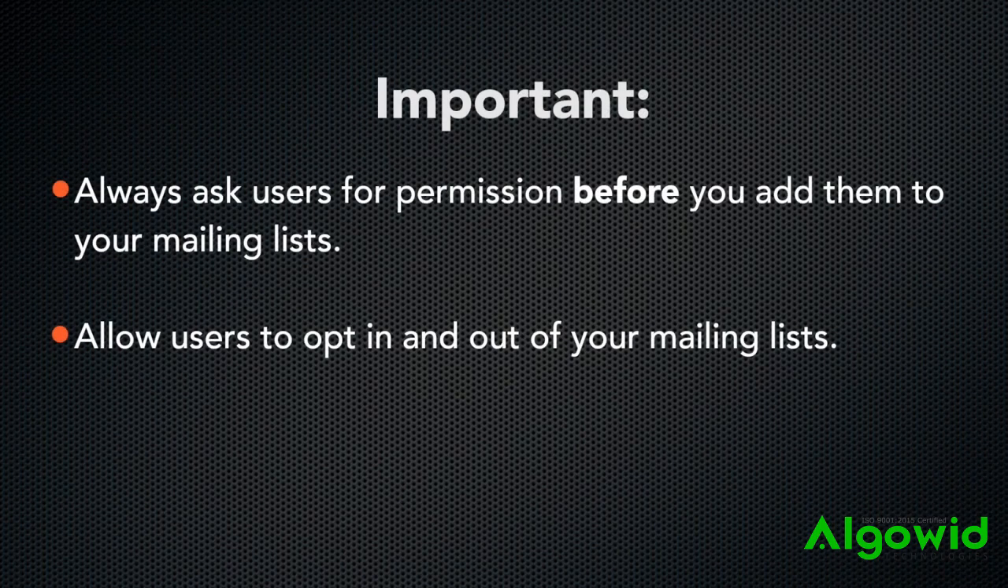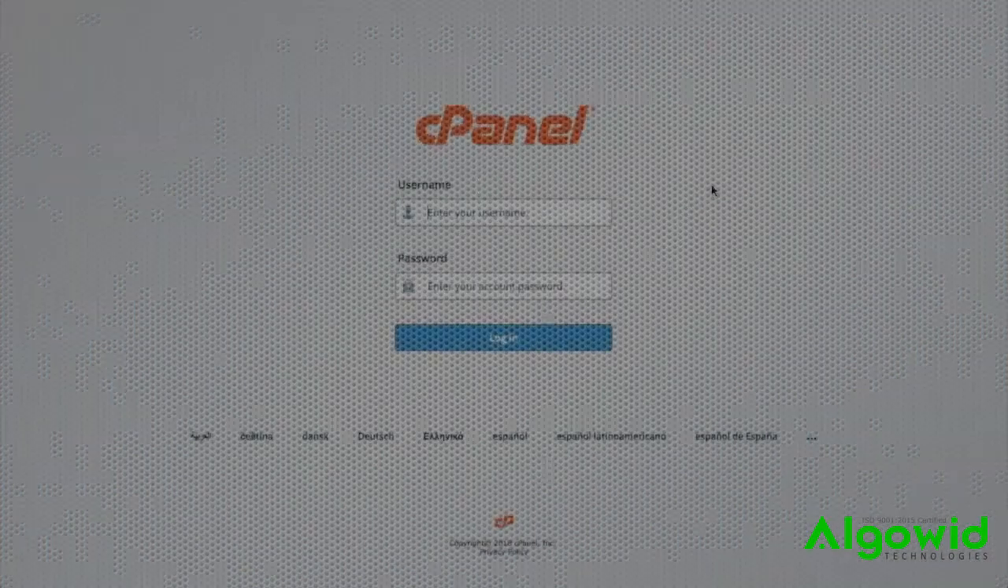A quick note about some good practices. You should always ask users for permission before adding them to a mailing list. Although you might like cats wearing hats, you shouldn't assume that everyone is interested in being on this sort of mailing list. Also, you should always provide users with the option to opt in and out of your mailing lists.